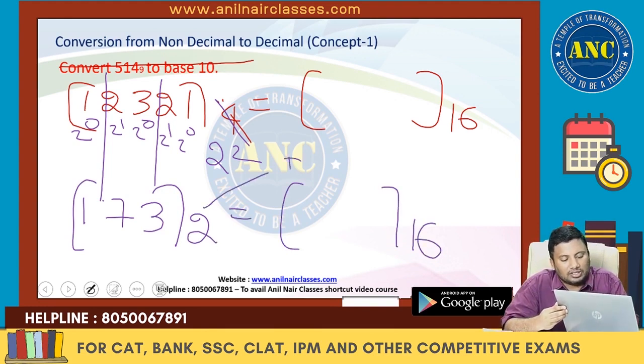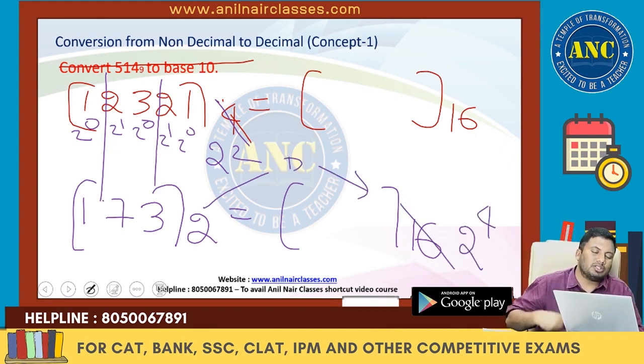Either non-decimal to decimal or this one. 16 is 2 power 4. Take a group of 4 digits and do it, Ananya. Right? Take a group of 2 digits and represent. Praveen, is this how you ask a question?